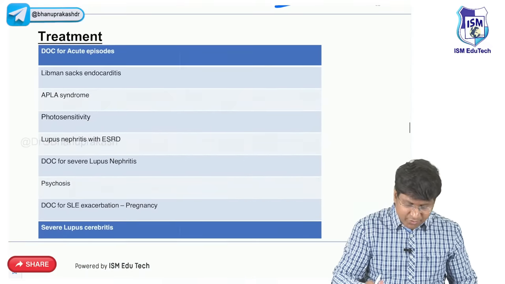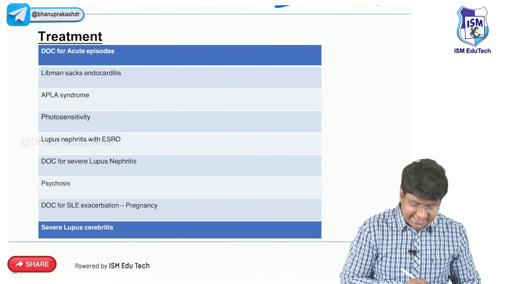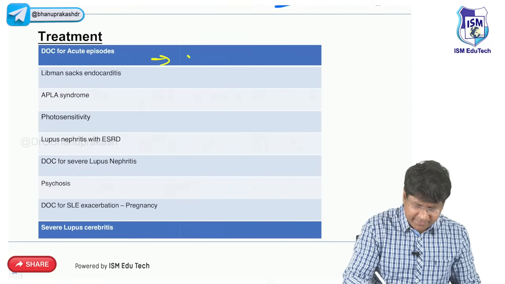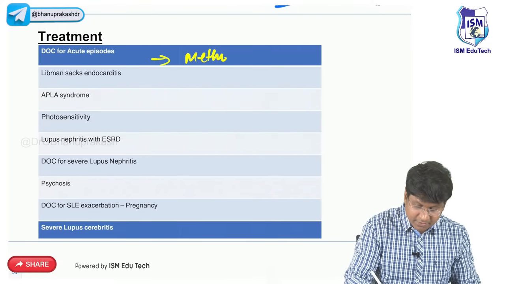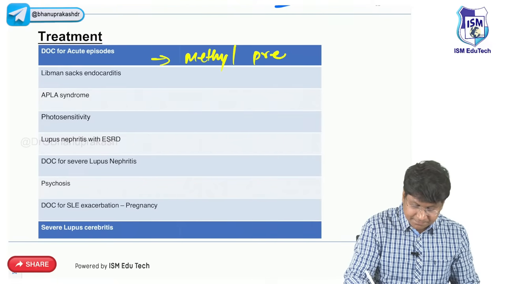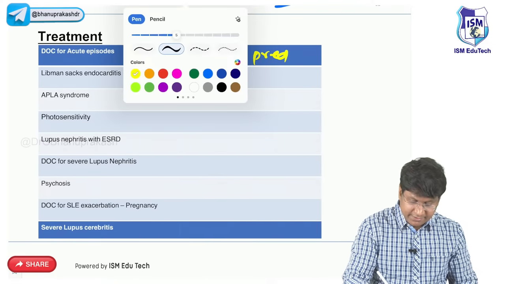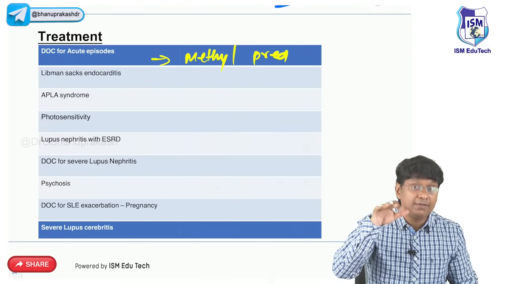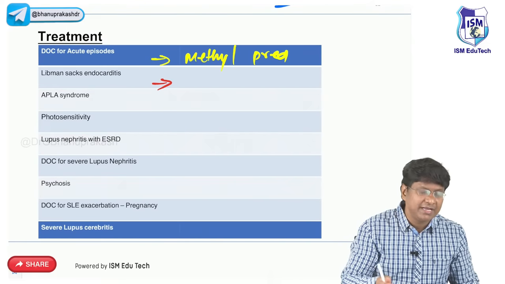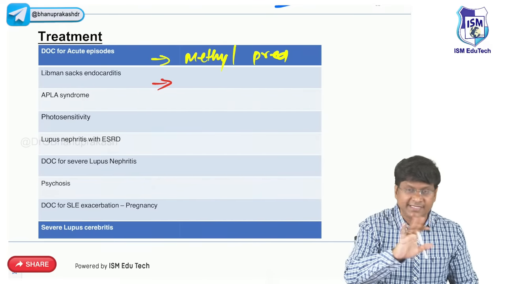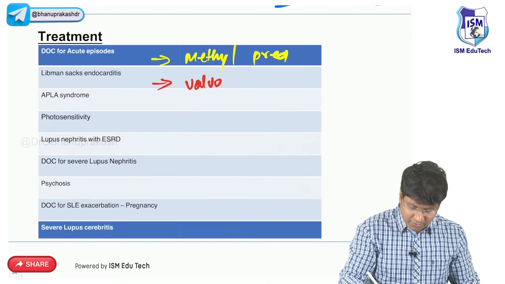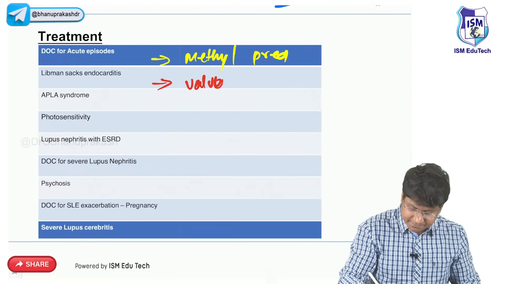Now, at the same time, you need to know the treatment in patients with SLE. So what is the drug of choice for acute episodes? Drug of choice for acute episodes will be methylprednisolone. Then you take Libman-Sacks endocarditis, which is nothing but valvular involvement. Whenever there is valvular involvement, that is the innermost layer of the heart, there is no role of steroids. So these patients require valvuloplasty.